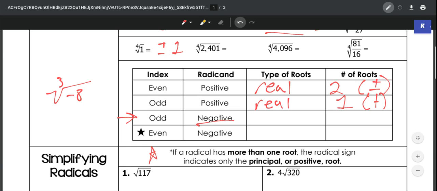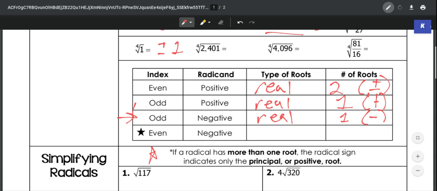So what's under our radical? Our radicand is negative. We're going to get a real number as our answer, but now our answer would be negative 2. So we're still going to get one root. Now it's just going to be a minus. It's the only difference between when you have an odd index. If it's a positive under the radical, your answer is going to be positive. If it's an odd index and a negative under the radical, you're going to get a negative answer.